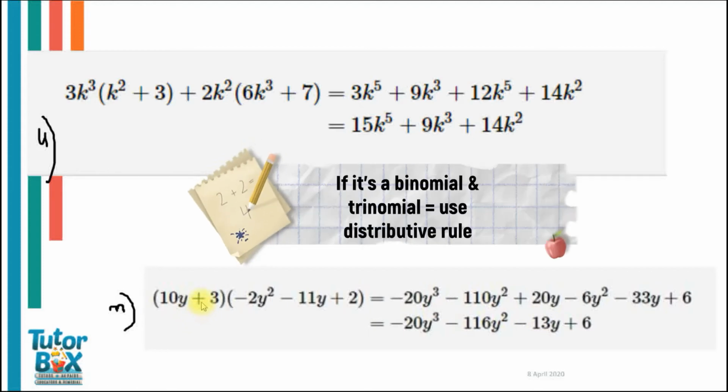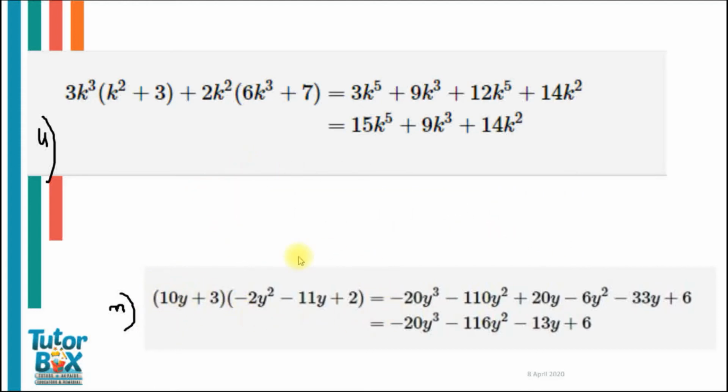Remember, if it's a binomial and a trinomial, just use the distributive law, okay? So you first take this term, multiply by the whole thing, take the second term, multiply by the whole thing, right? And then you continue, you come here to the 3 and the minus 2, you get minus 6. The 3 and the minus 11, you get minus 33. The 3 and the 2, you get 6. And then you simplify, you should get this answer.